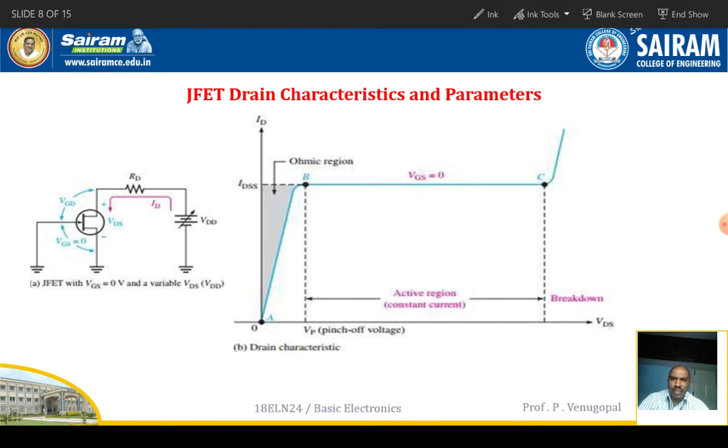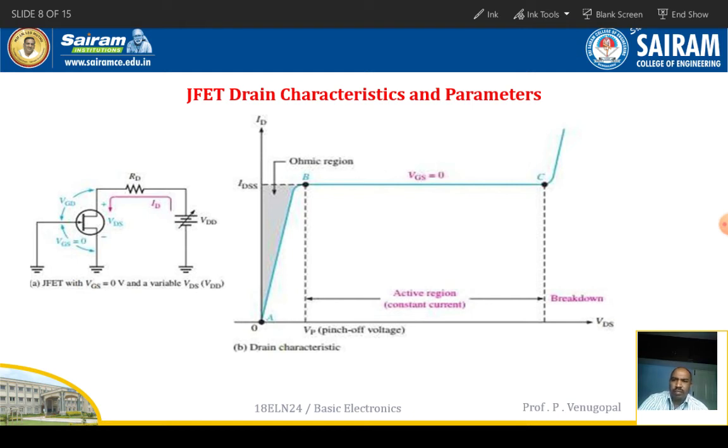Next is JFET drain characteristics and parameters. Dear students, you are observing the drain characteristics, also called output characteristics. In the drain characteristics, you are observing the graph of VDS versus ID for constant VGS values. The figure shows a JFET with VGS equal to 0 volts.